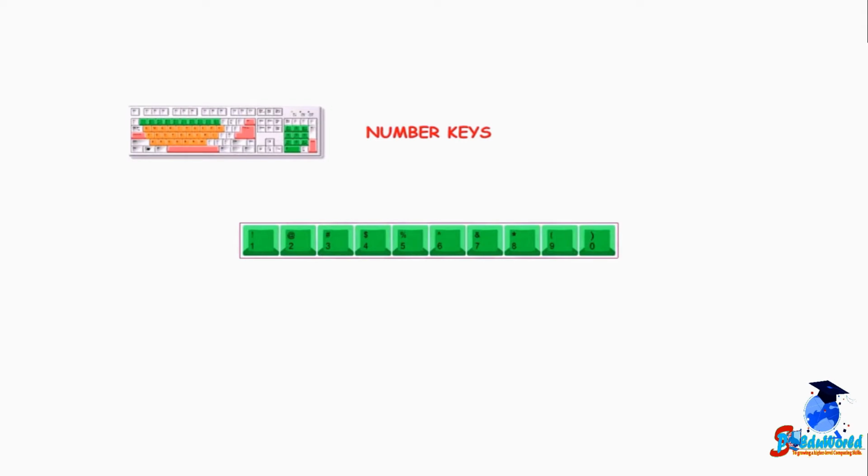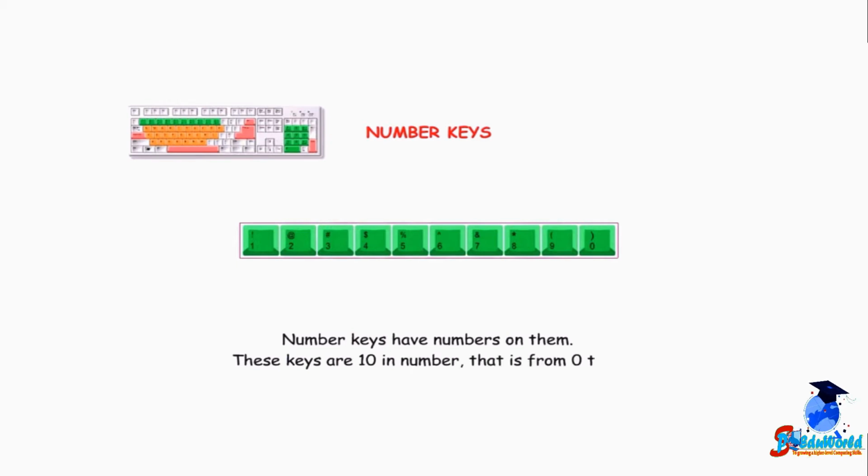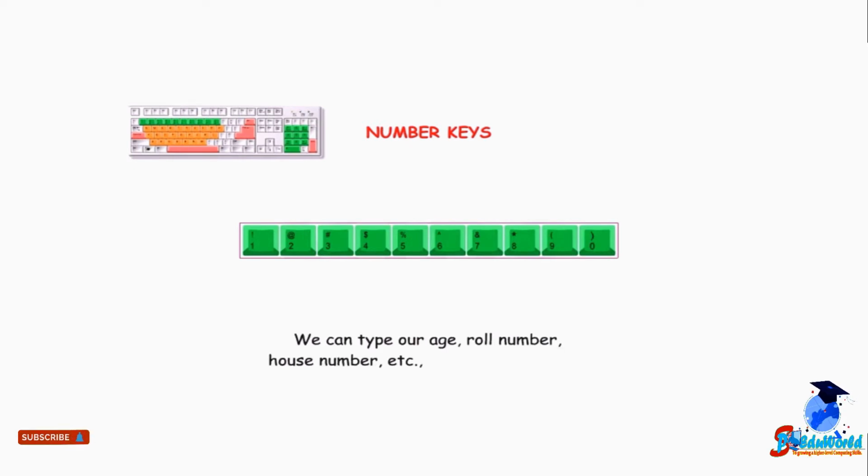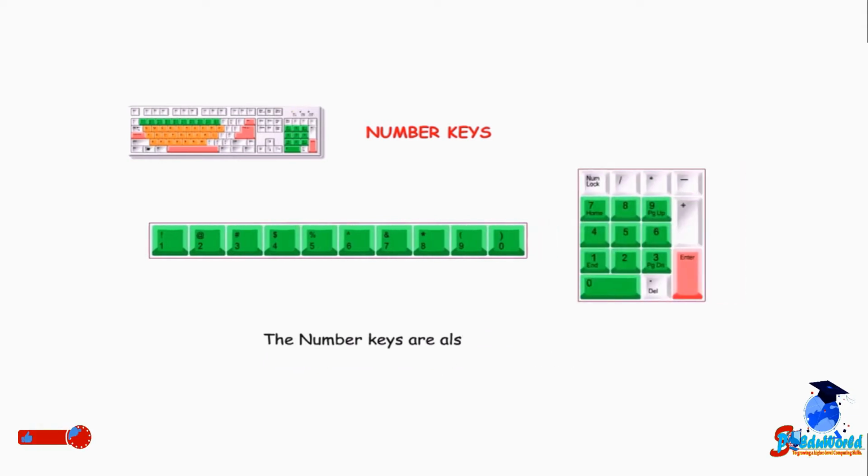Number keys. Number keys have numbers on them. These keys are 10 in number, that is from 0 to 9. Number keys are present above the alphabet keys and are placed in order. We can type our age, roll number, house number, etc. by using these keys. The number keys are also present on the right side of the keyboard. This is called the numeric keypad.